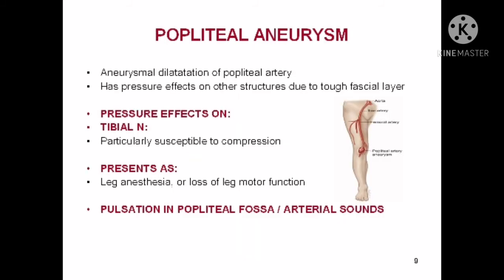The popliteal aneurysm. Aneurysm is an abnormal dilatation of the artery. Aneurysmal dilatation of the popliteal artery has pressure effects on the structures due to tough fascial layers. The tibial nerve can be compressed and is more susceptible to compression, and it presents as leg anesthesia or loss of leg motor function.